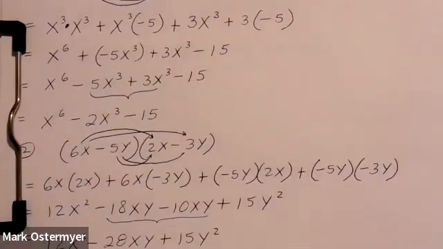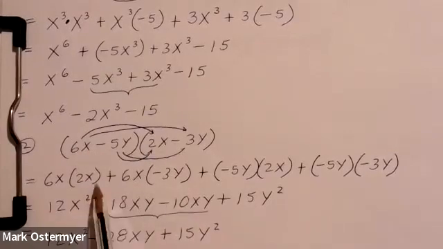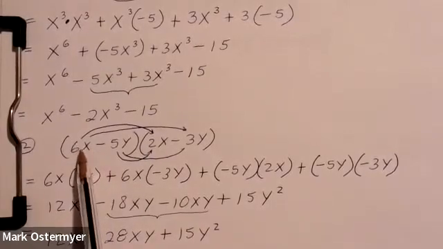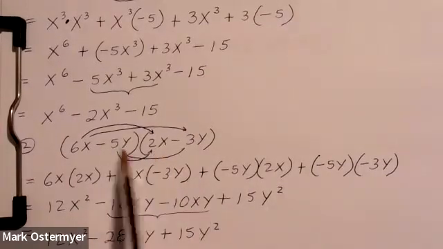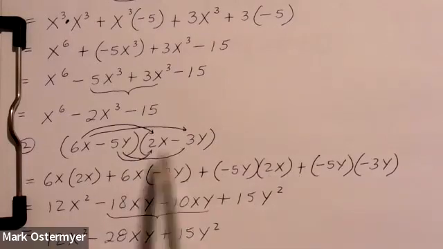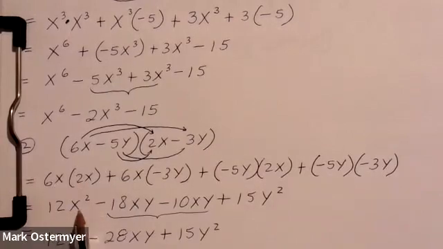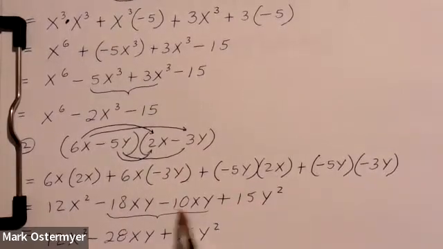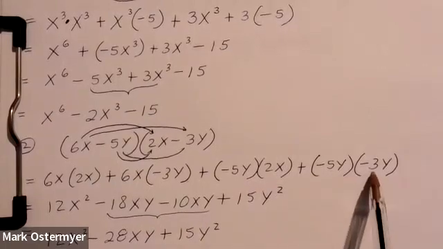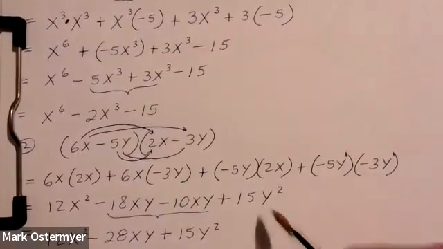Multiplying 6x minus 5y times 2x minus 3y, multiplying the first terms together, plus the outer terms together, 6x times negative 3y, plus the inner terms multiplied together, plus the last terms multiplied together. 6x times 2x is 12x squared. 6x multiplied by negative 3y is minus 18xy. Negative 5y multiplied by 2x is minus 10xy, and negative 5y multiplied by negative 3y is going to be a positive 15y squared, because y times y is y to the 2nd power.